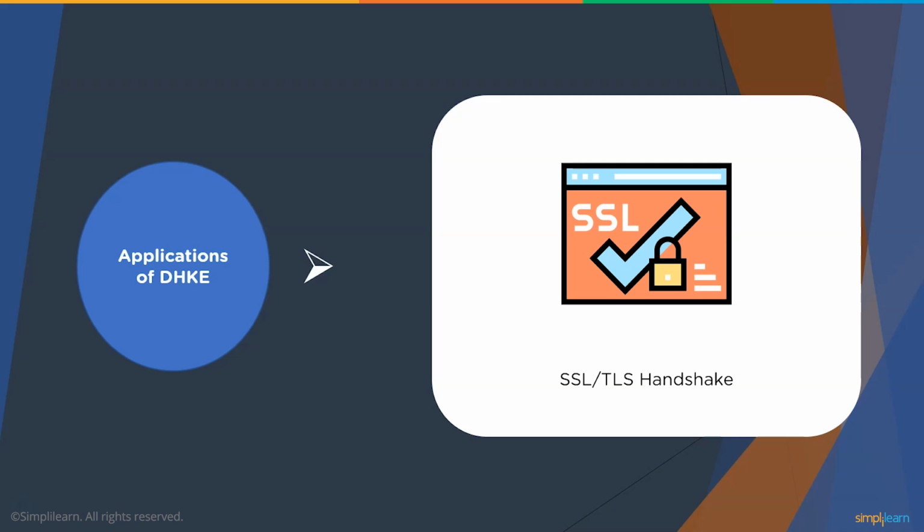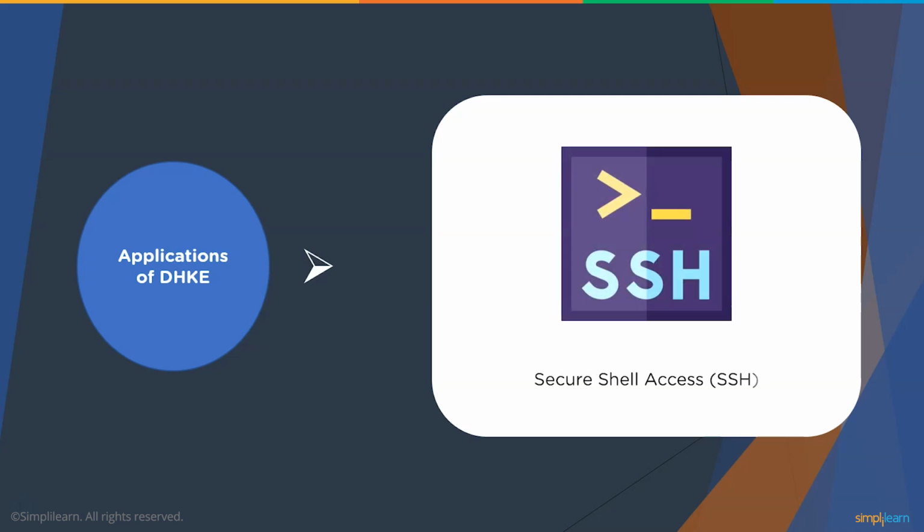We also have Secure Shell Access, or SSH for short. It is a cryptographic protocol used to access system terminals from a third-party appliance or application. The Diffie-Hellman algorithm helps in exchanging the keys between both systems so that remote access can be enabled.